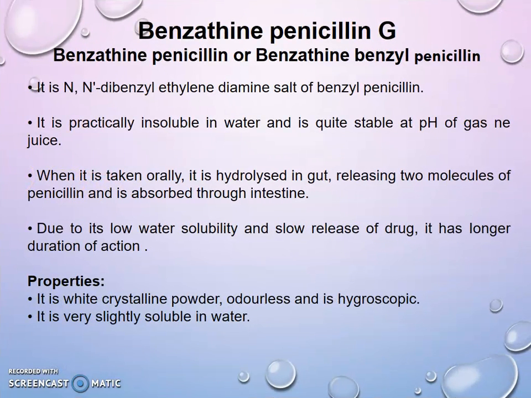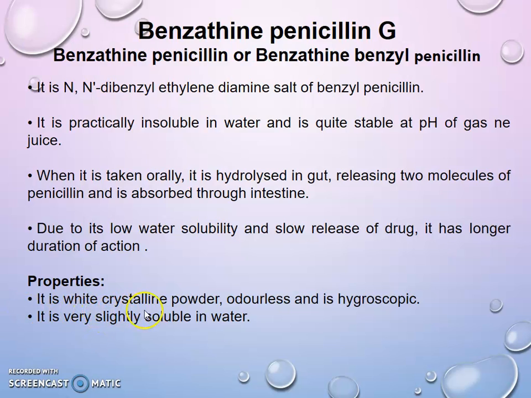Now next drug is Benzathine Penicillin G, which is also called Benzathine Penicillin or Benzylpenicillin. It is the N,N'-dibenzylethylenediamine salt of benzylpenicillin. It is practically insoluble in water and is quite stable at the pH of gastric juice. When it is taken orally, it is hydrolyzed in the gut, releasing 2 molecules of penicillin, and is absorbed through the intestine. Due to its lower water solubility and slower release of drug, it has longer duration of action.